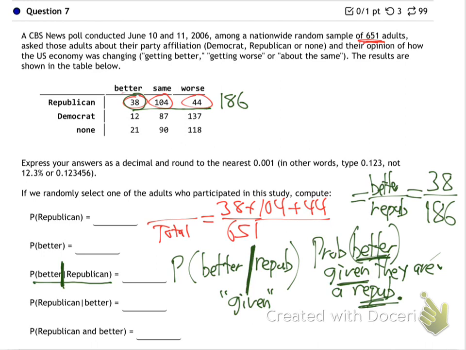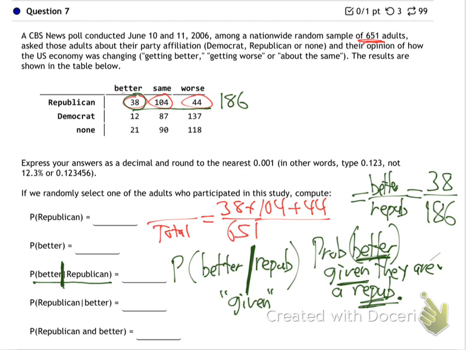How are we doing? Is that making sense? So again, whenever you're given something, that becomes the denominator, doesn't it? Because you know that's your possible pool now. You're given it's Republicans. We're only talking about the 186 Republicans. Out of them, how many think it's better?